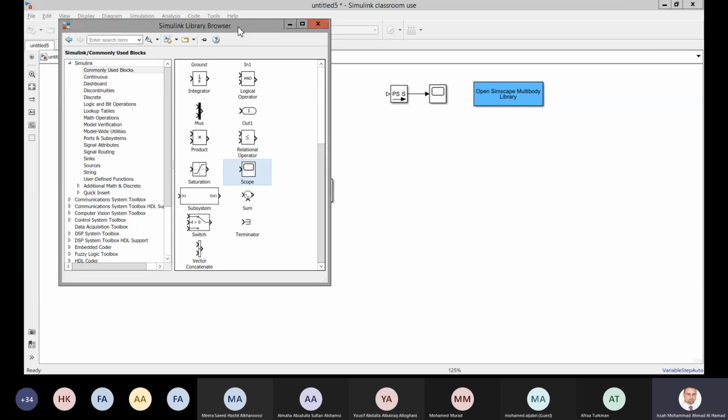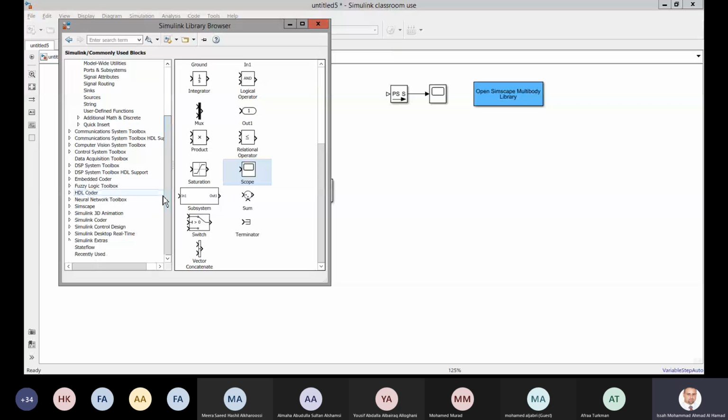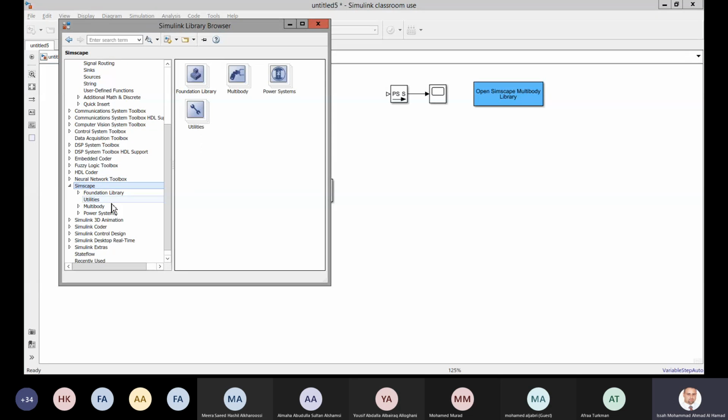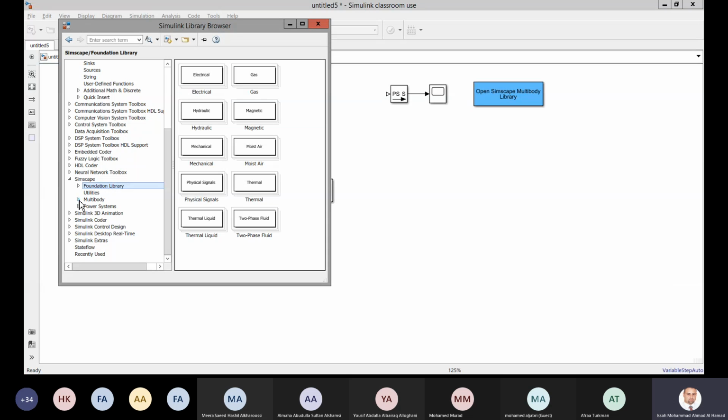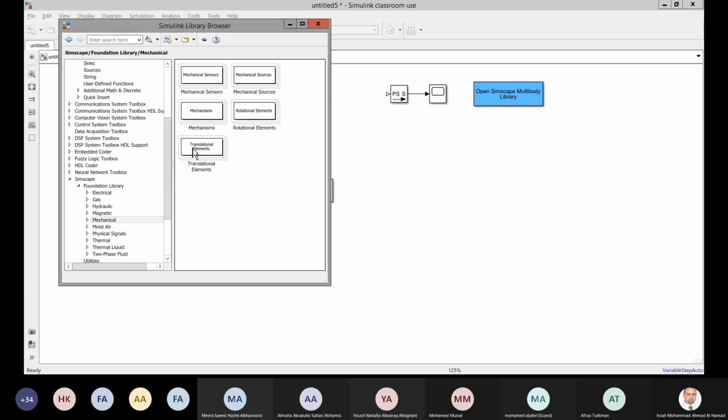Now I will add the spring. The spring is located here. We go to Simscape. Press on Simscape. Foundation library. Let me see what's here. This is the foundation. Okay. Multi-body. Mechanical. Now which one?